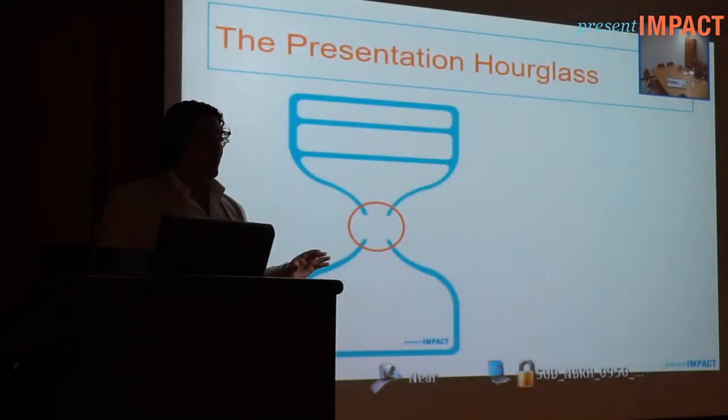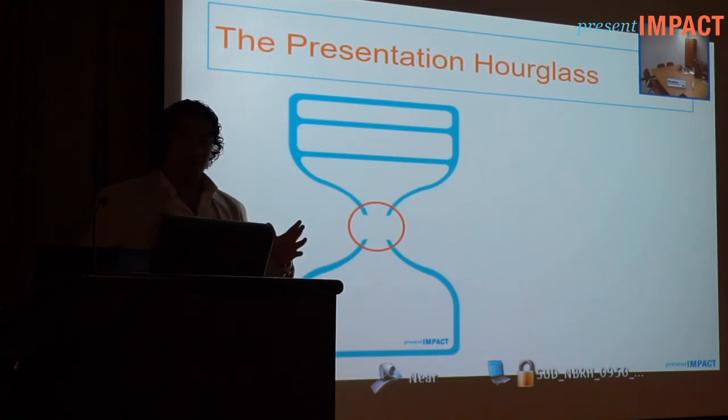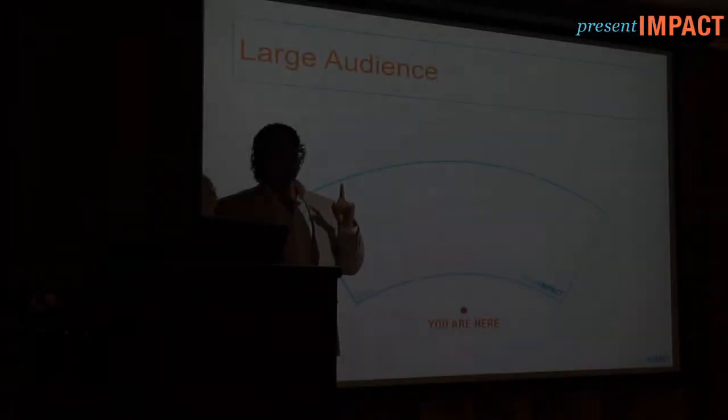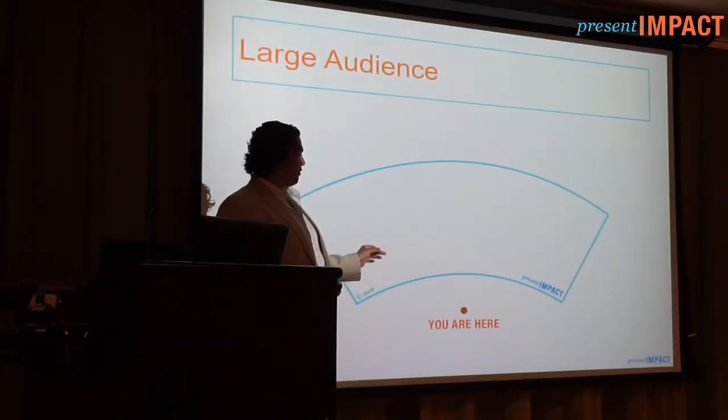The presentation hourglass is a 5-step formula designed to take any concept whatsoever and distill it into an easy narrative that your audience can connect with. Those 5 parts being: 1, the inciting incident; 2, the roadmap; 3, the rising action; 4, the climax; and 5, the close.